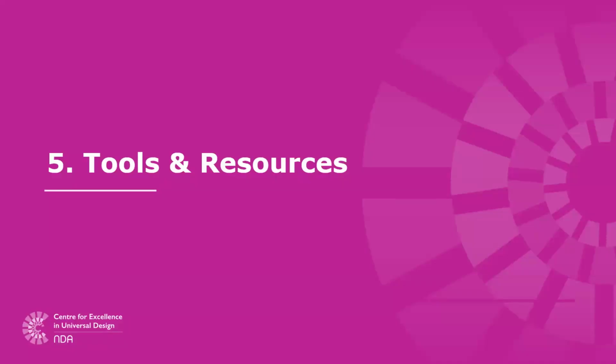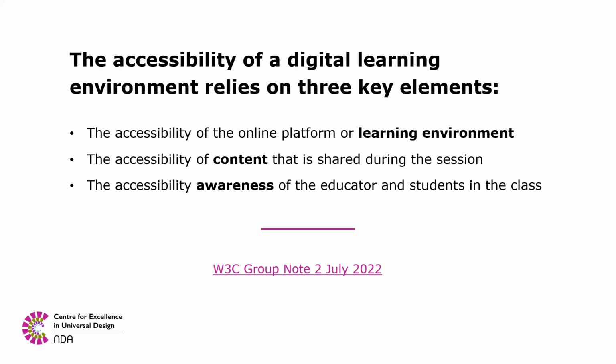So on to section 5, and here we'll look at the tools and resources. The accessibility of a digital learning environment relies on 3 key elements: the accessibility of the online platform or learning environment, the accessibility of the content that is shared during the session, and also the accessibility awareness of the educator and the students in the class. In this section, we'll look at some practical tools that approach accessibility and universal design from each of these perspectives.